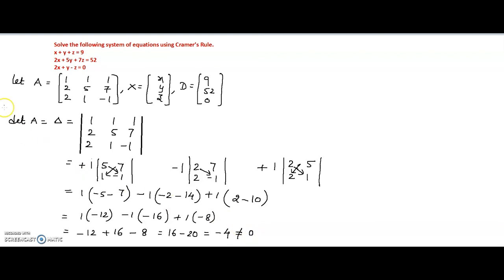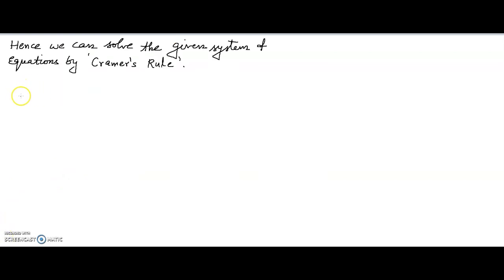So once the determinant of matrix A is not equal to 0, we can solve the given system of equations by Cramer's rule. Since the determinant of A is not equal to 0, we can solve the given system of equations by Cramer's rule. Now we need to find 3 more determinants, delta 1, delta 2 and delta 3.